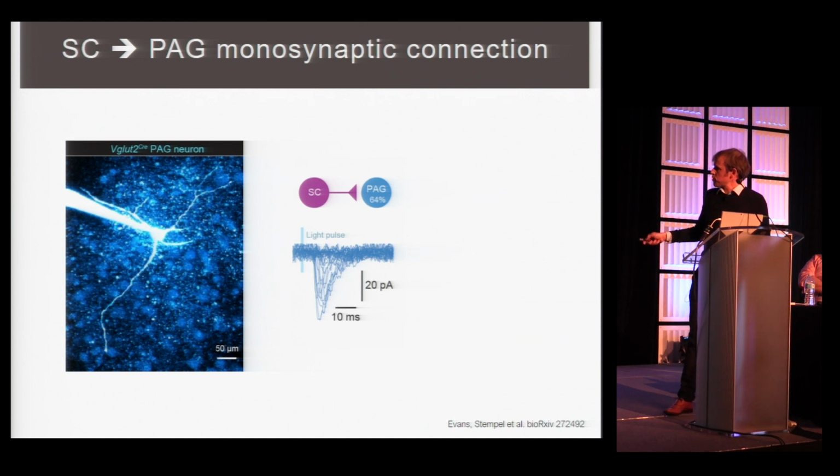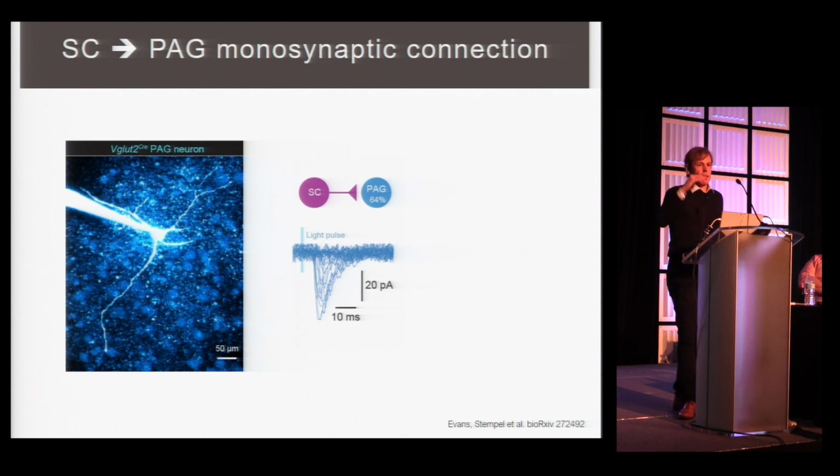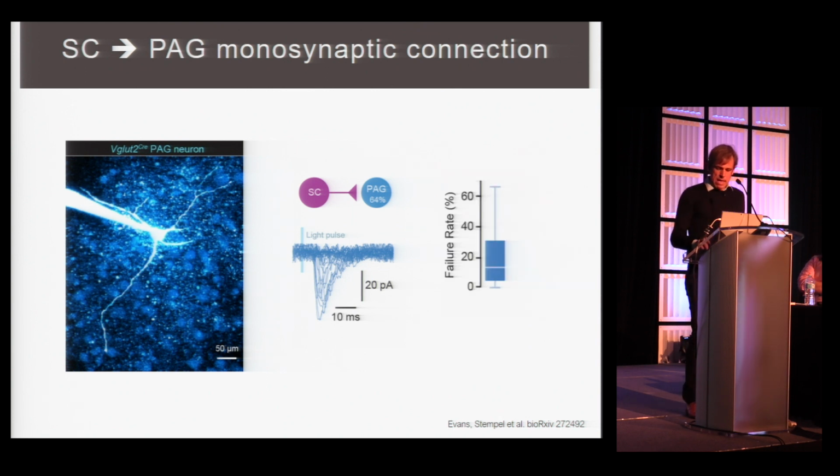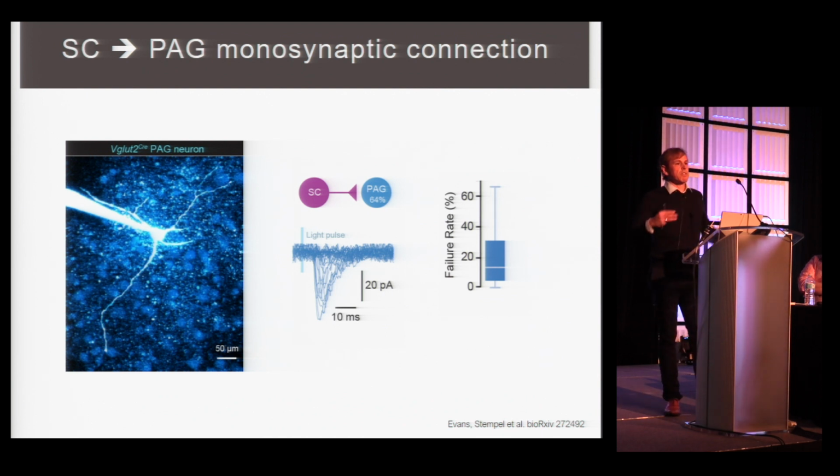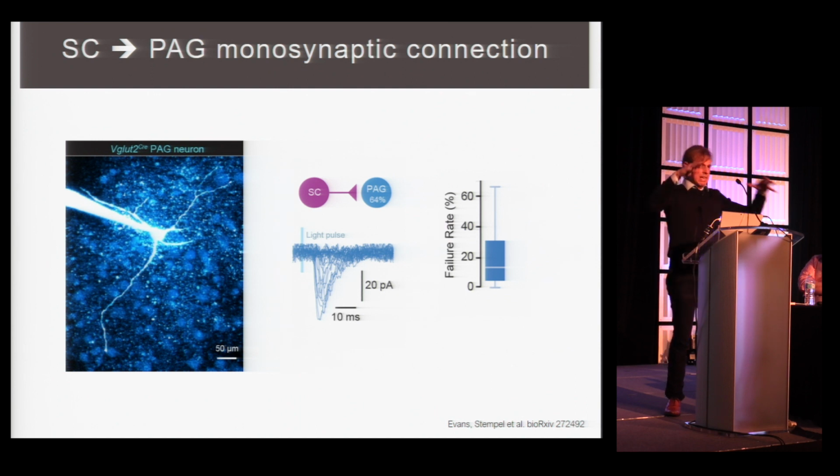So these are several trials of light stimulation superimposed, and we see several of the trials do not result in a synaptic event. There's a lot of failures. And the failure rate is on the order of 20%, which is very high if you consider that this is full field illumination. We're activating all of the synaptic terminals in the slice that come from the SC to the periaqueductal gray neuron.